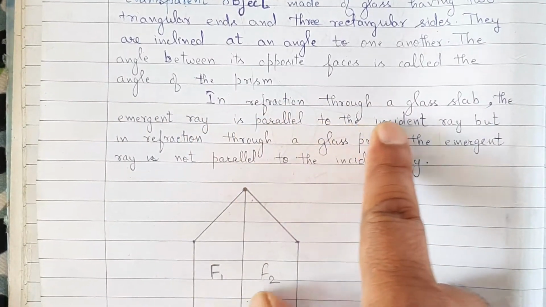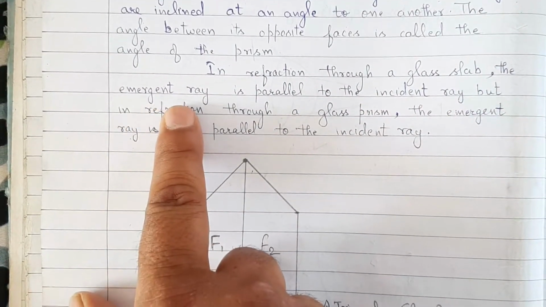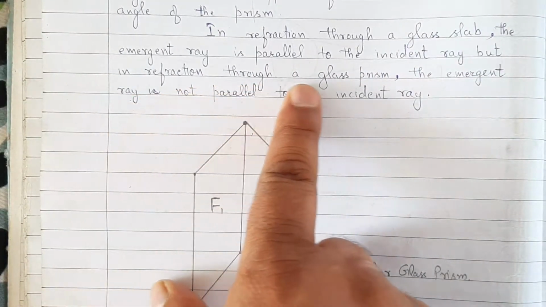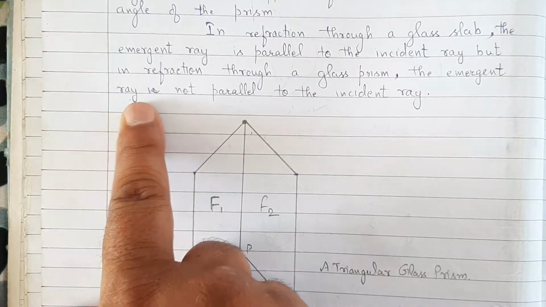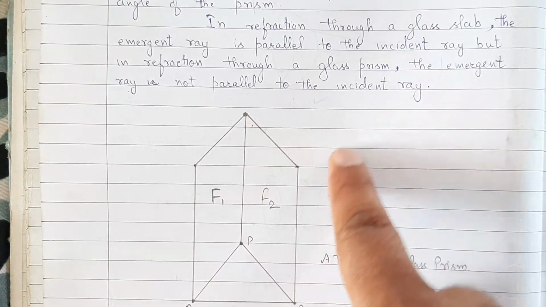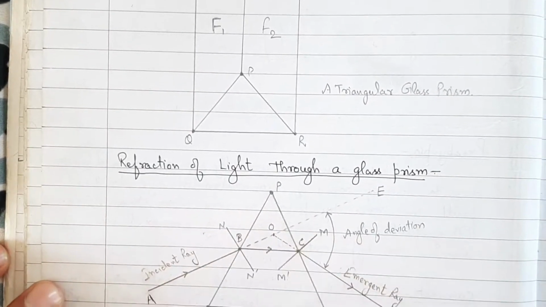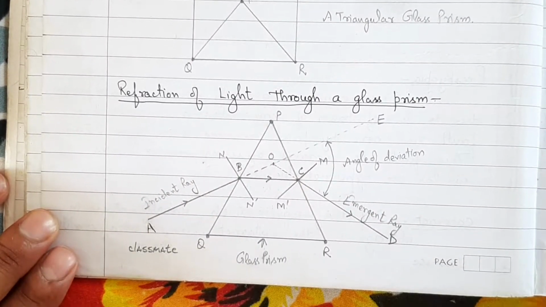In the refraction through a glass slab, the emergent ray is parallel to the incident ray. But in refraction through a glass prism, the emergent ray is not parallel to the incident ray, as shown in the figure. Refraction of light through a glass prism. Figure is shown.